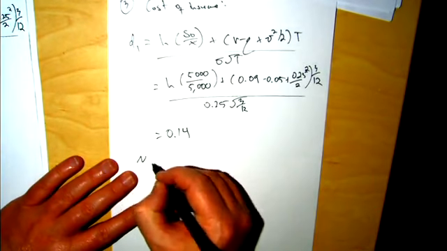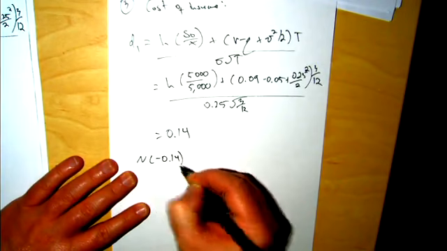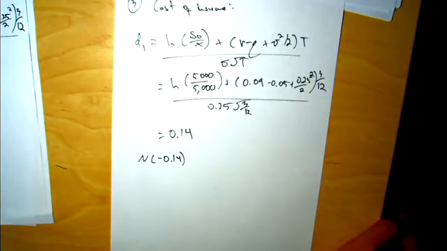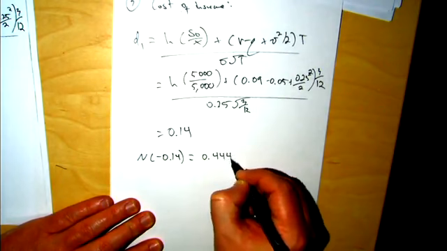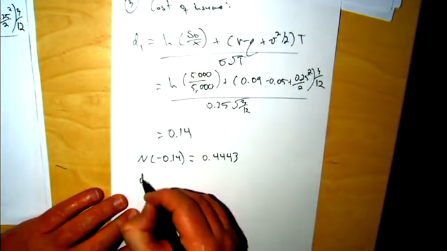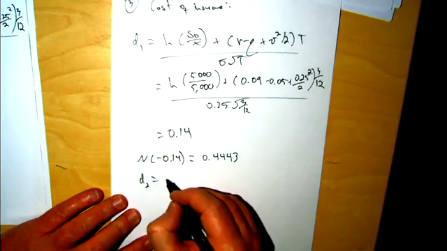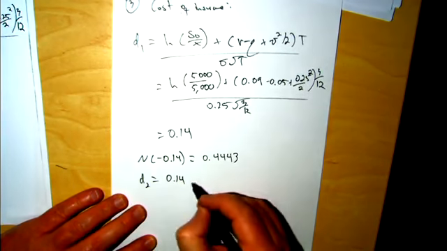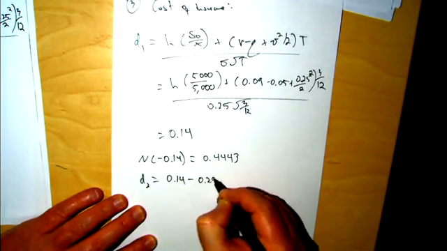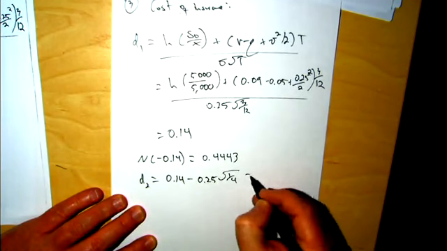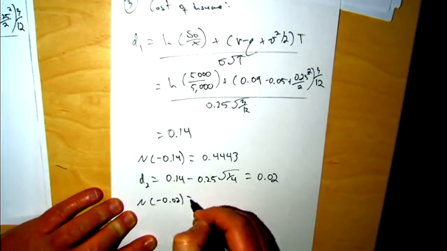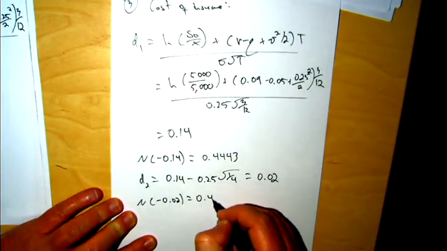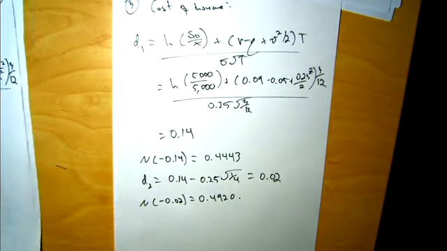So I'm going to find out what is N of negative 0.14. Because it's a put option, remember it's negative D1 and negative D2. So I'll look up on my tables N of negative D1, and it gives me 0.4443. And D2 is equal to D1, 0.14, minus sigma root T. Gives me 0.02. N of negative 0.02 gives me 0.4920.